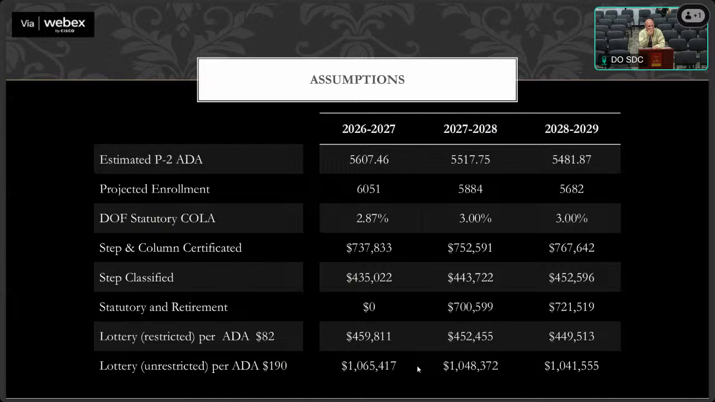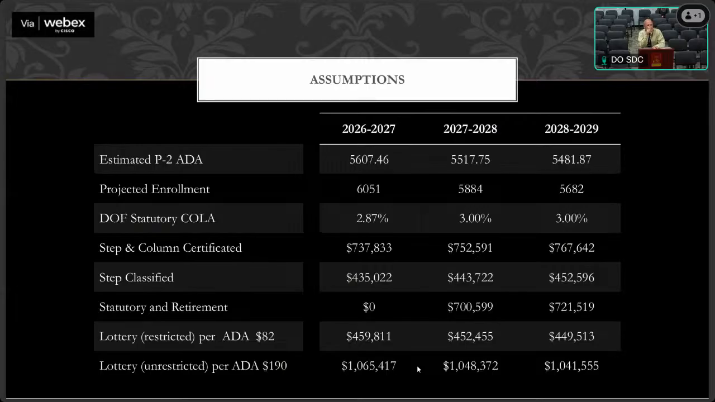COLA for this year, the statutory COLA, is 2.87. I'm projecting 3% for the next couple of years. I believe the state has it a little higher, or the legislative office, there are like 3 different agencies that determine what the projected COLA is. I want to stay conservative just to protect the budget and make sure that we're operating conservatively.